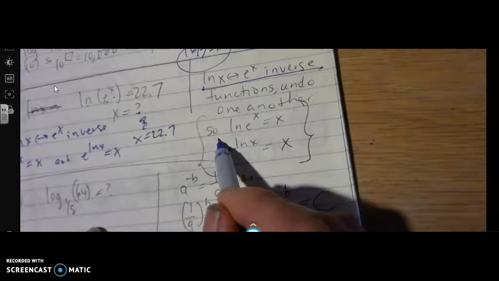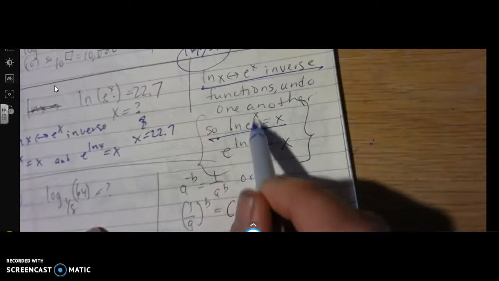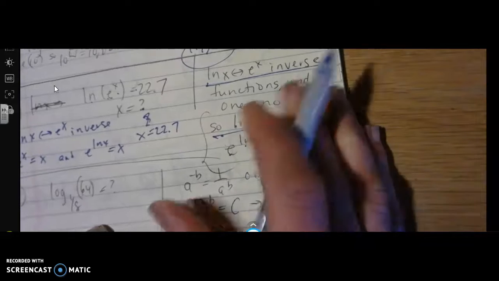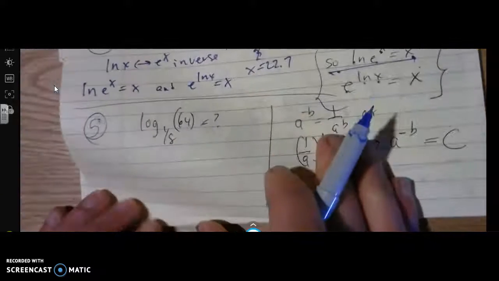They undo one another. The two basic rules are: when you take the ln of e to the x, it brings you back to x. When you take e to the ln x, it brings you back to x. All right, that's what you need to know.